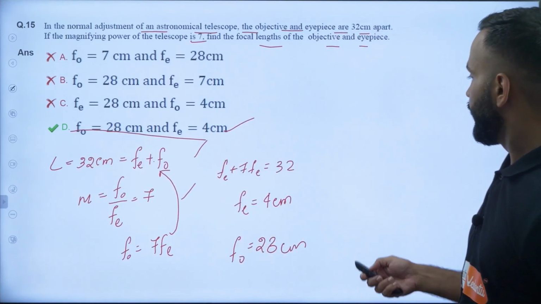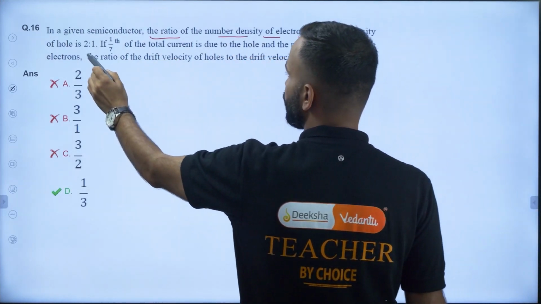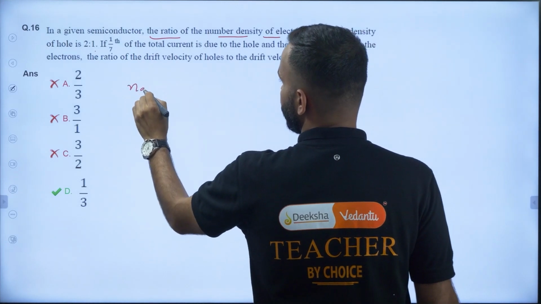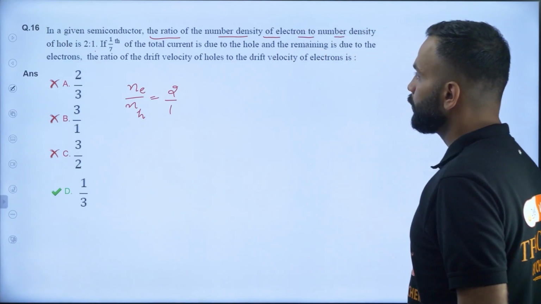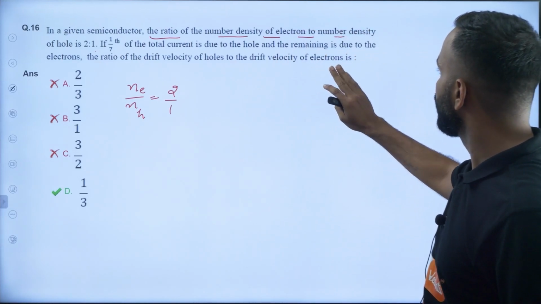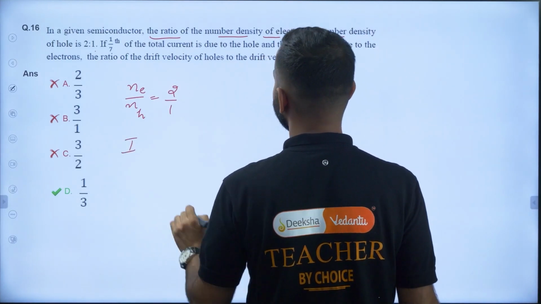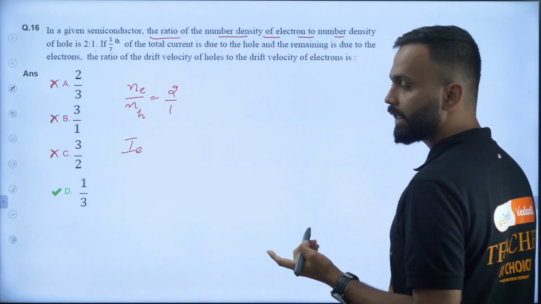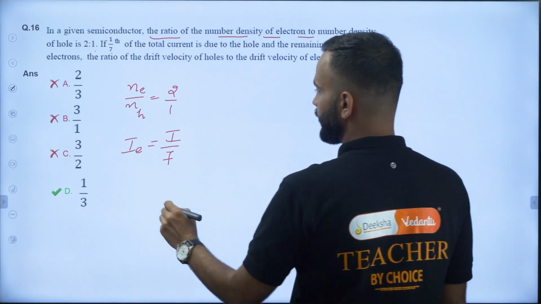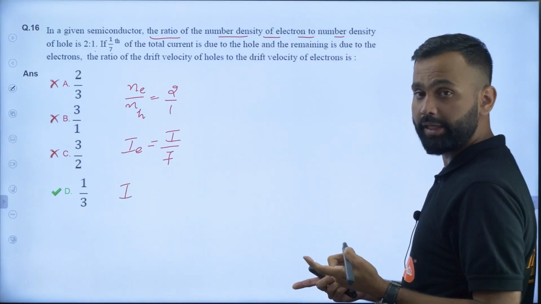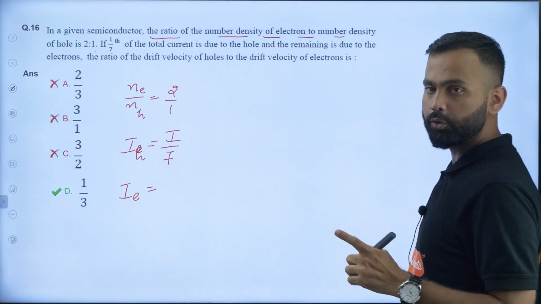Okay. Next question. Question number 16. In a given semiconductor, the ratio of the number density of electron and number density of hole is 2:1. That is Ne by Nh is equal to 2/1. If 1/7 of the total current is due to the hole and the remaining is due to the electron, so Ih is equal to I divided by 7, where I is the total current, and the remaining is due to the electron.